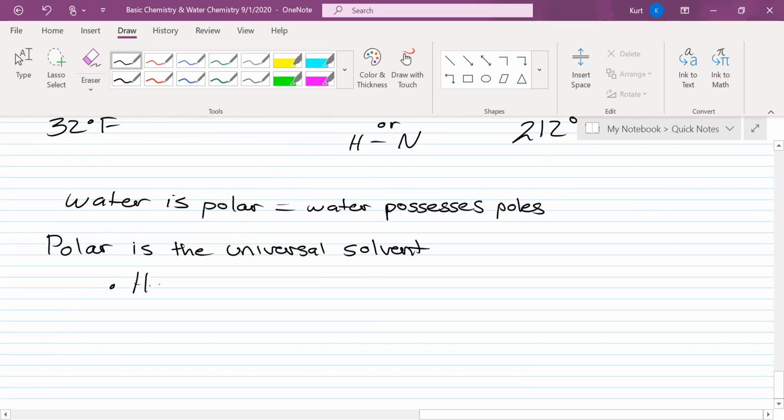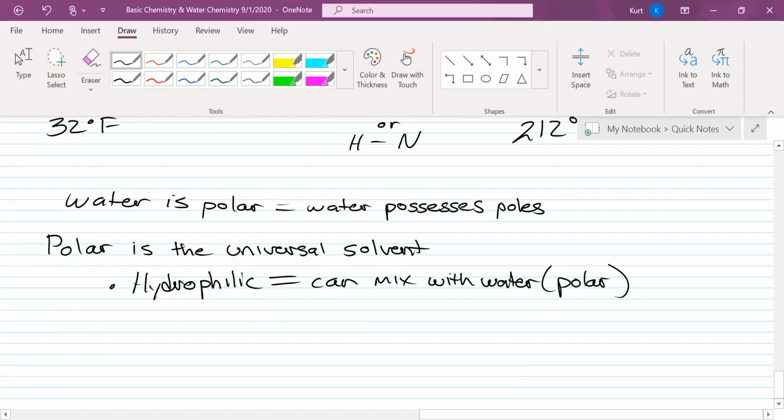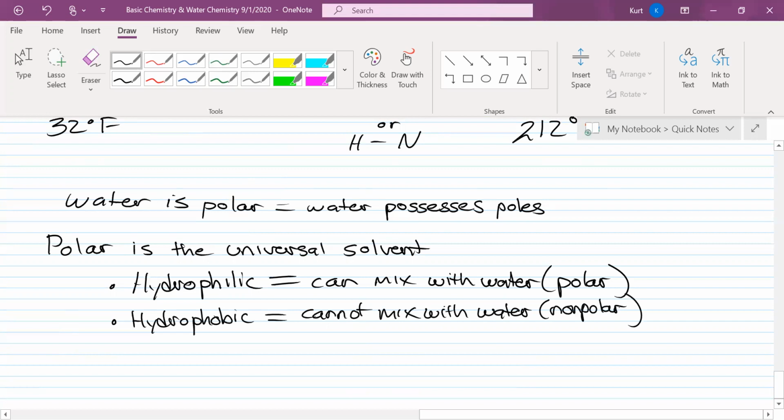So if something is hydrophilic, hydro means water, philic means loving or liking, it can mix with water, which means that something would be polar. And then you could have hydrophobic, which would be like oil or wax. It cannot mix with water. And if it cannot mix with water, that means that it is nonpolar. And once again, that would be like oil or wax. And it could be motor oil, it could be soybean oil, canola oil, anything that's defined as an oil, or even waxes.